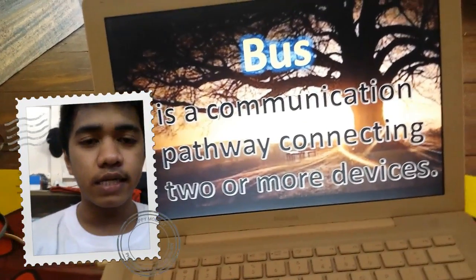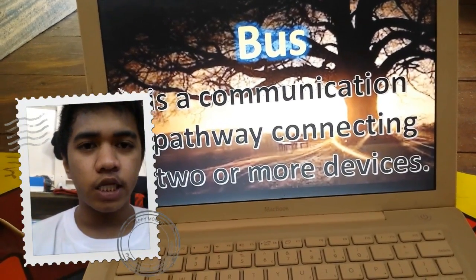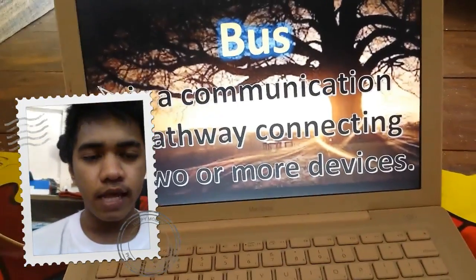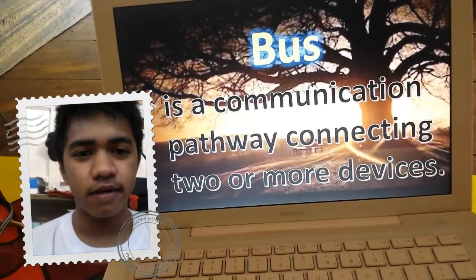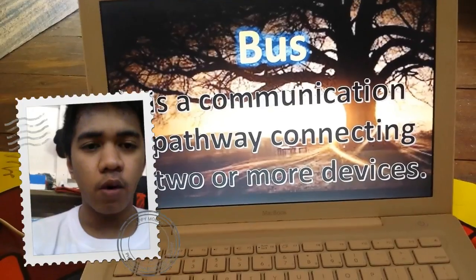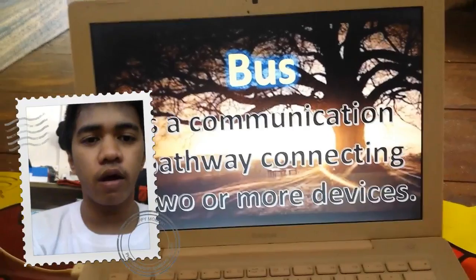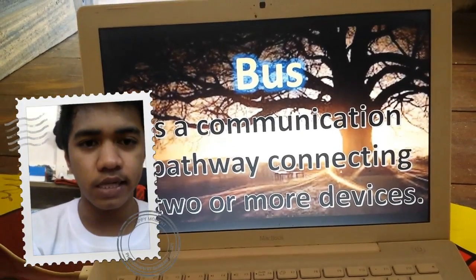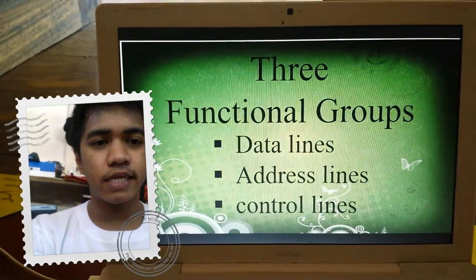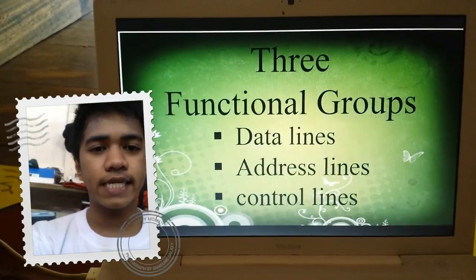Also, one of the characteristics of a bus is that it is a shared transmission medium. It is used to transfer or share control signals, data, or even addresses. A bus that connects major components like the processor, memory, and input-output devices is what we call the system bus. There are three functional groups: first is data lines, second is address lines, and the third is control lines. We will discuss them one by one.